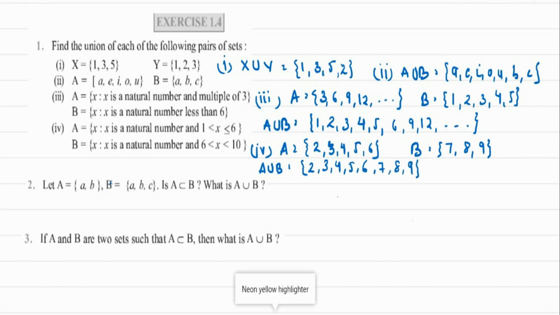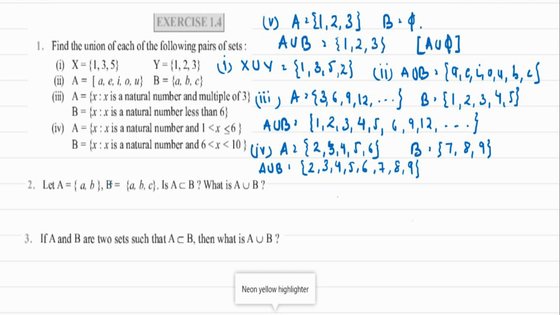Now we come to the fifth part. I'm writing the fifth part over here. The fifth part says set A is 1, 2, 3 and set B is the empty set. So A union B will be, now B has no element in it, so A union B will be the set 1, 2, 3. We have already discussed yesterday that when we take union with the empty set, we get the set itself. So A union empty set will be equal to A.